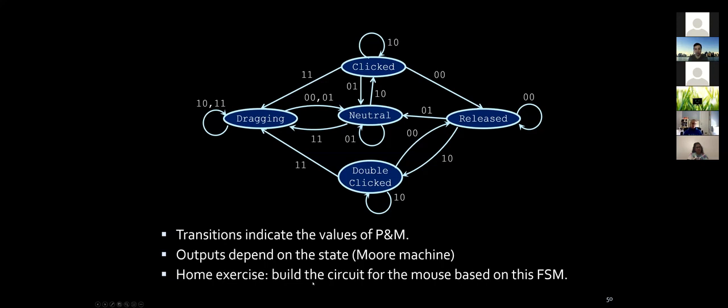And the idea is that part of your exercise at home is to try and build a circuit for the mouse based on these finite state machines. So you see, this is your finite state machine. Those are your inputs, and those are states. We have how many states here? Five states. You would need to decide for these five states how many flip-flops you would need.